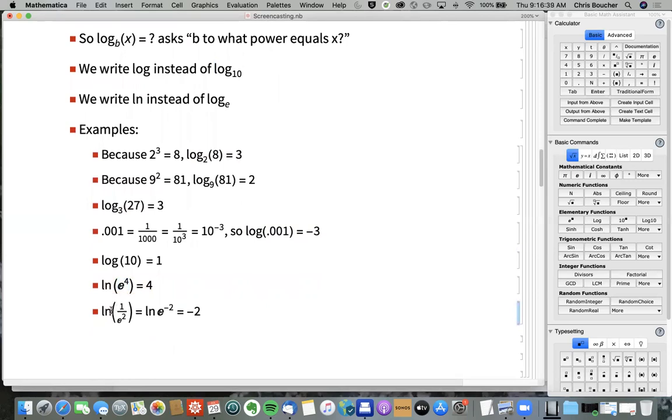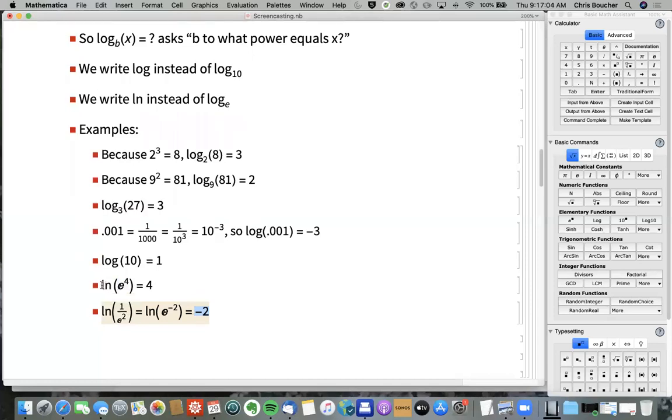Another example, how do I take the natural log of, say, 1 over e squared? Well, I'm asking e to what power is 1 over e squared? It's helpful to rewrite. Remember, 1 over e squared is e to the minus 2 power. And here I'm asking in this middle expression, e to what power is e to the negative 2? And the answer is negative 2.